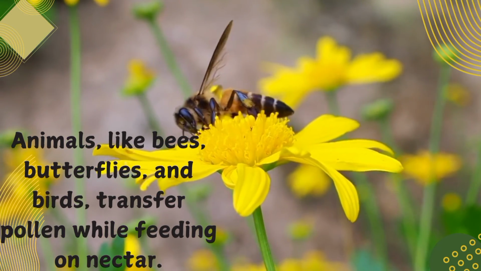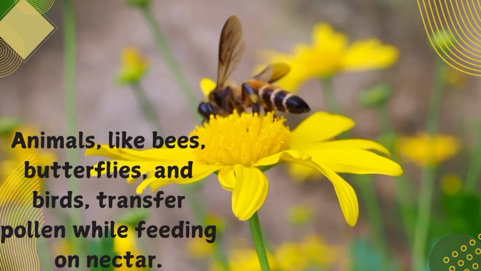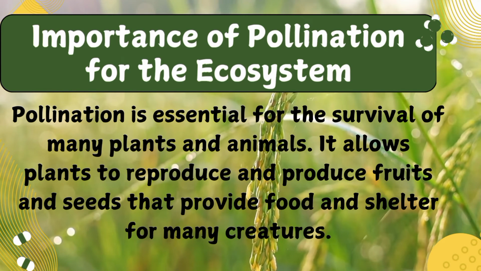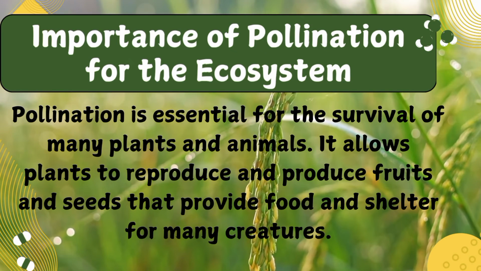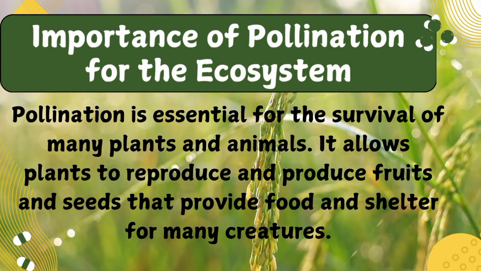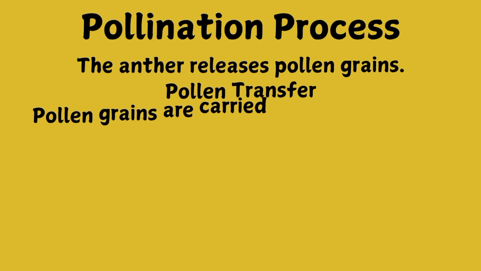After pollination, the pollen travels down the style to reach the ovary. The process of pollination is very important to balance our ecosystem. Without pollination, plants would not be able to produce fruits and seeds, which many animals and humans rely on for food. So, in simple words, we can say that pollination is essential for the survival of many plants and animals.